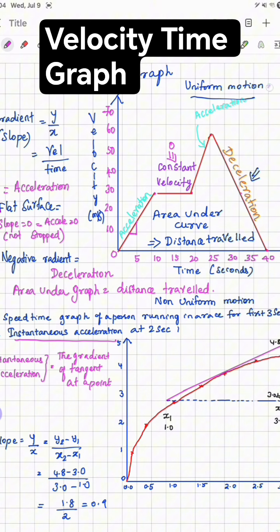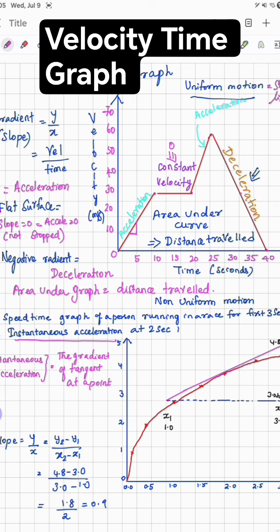It's a straight line graph, right? For uniform motion, it's a straight line graph. For non-uniform motion, it will be a curved graph. First point. Second thing, you have to find the gradient. That's the slope, rise by run, or y by x. That is velocity by time taken. You have to find that out.